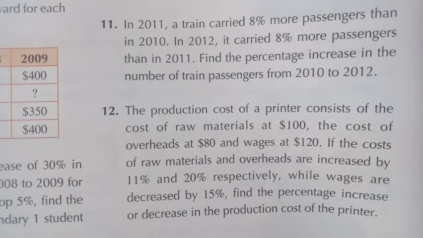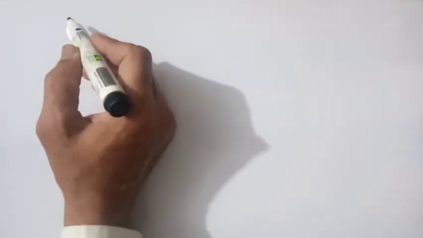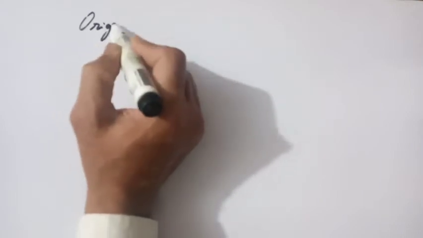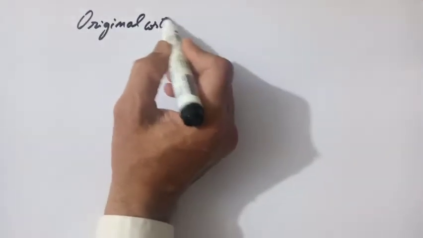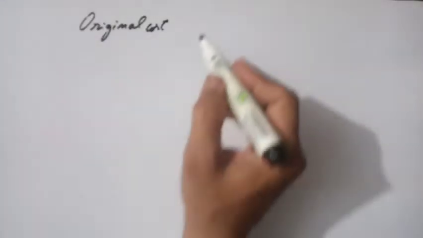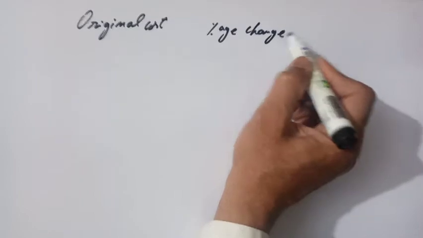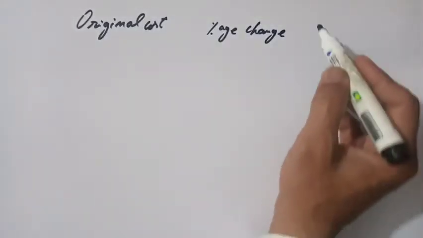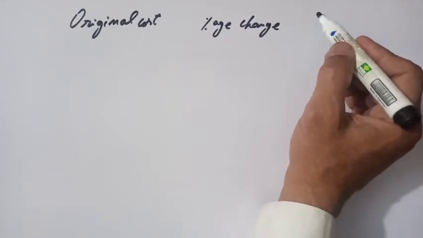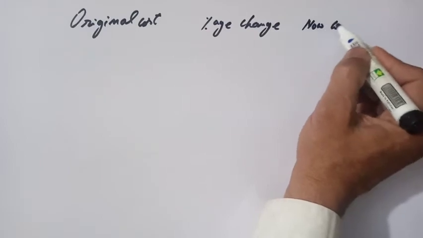Now for the solution of this question number 12, we prepare 3 columns. First one is original cost, second one percentage change, and the third one new cost or the final cost. After percentage increase or decrease, the final cost. First of all is raw material.